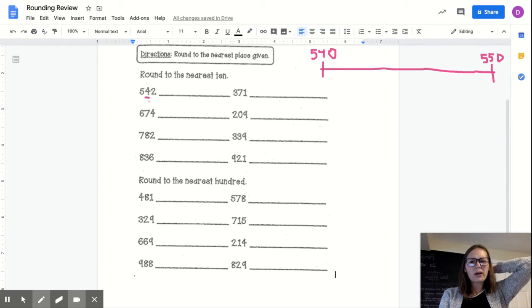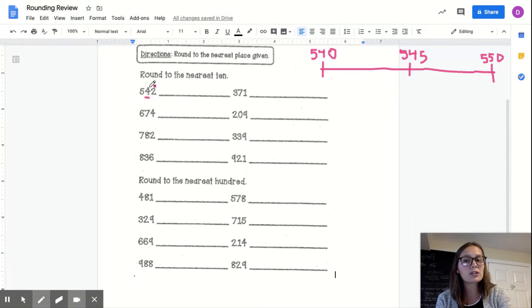Now I have to figure out which one 542 is closer to. And to do that, I like to add in the middle number. Now we know that 5 is halfway between 0 and 10. So halfway between 540 and 550 is 545. This can help me see which side 542 would be on, because the number 42 comes before the number 45.